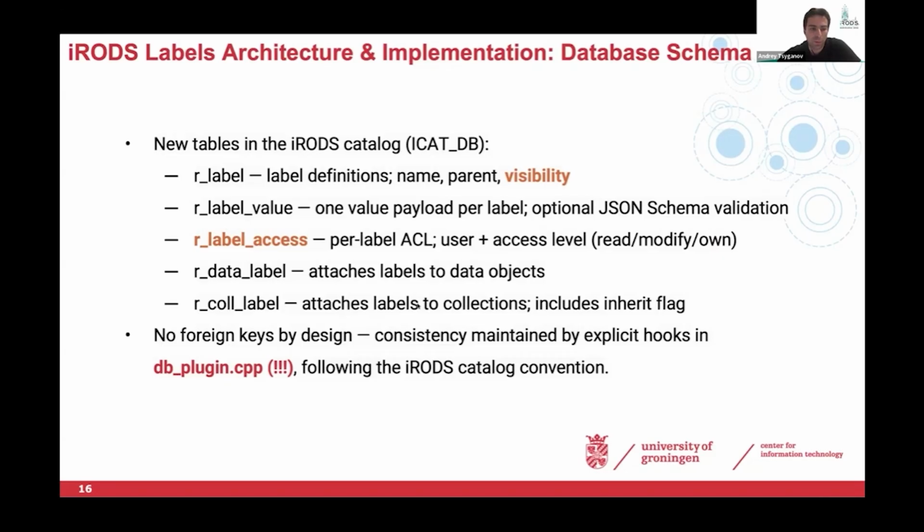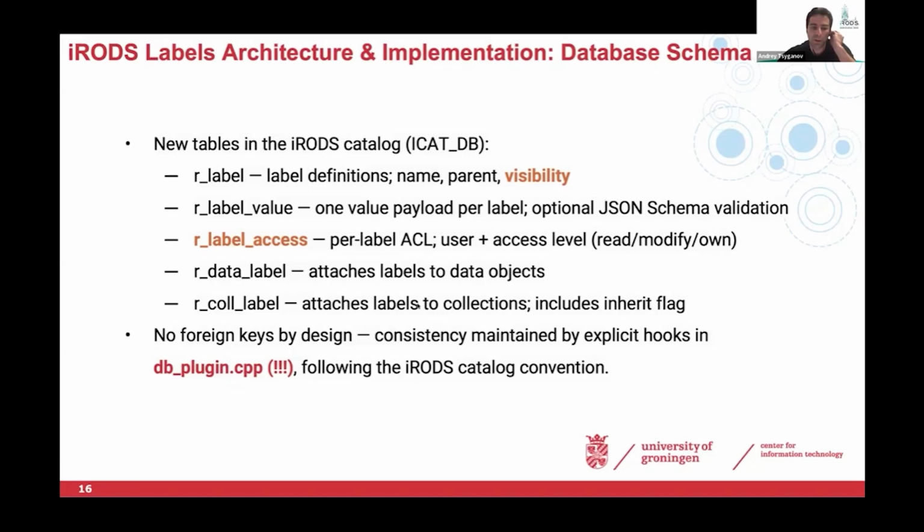There are a number of tables. Label is basically name and visibility, so you can make a public or private label. Any user can search for the label name, or only certain users with ACL restrictions. Value is a separate table that stores JSON and validation JSON. Label access is the label ACL. And then data label and collection label are two tables connecting the label ID with the data ID, or the label ID with the collection ID.